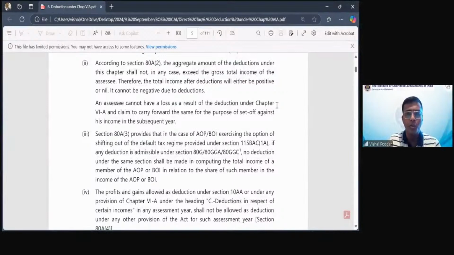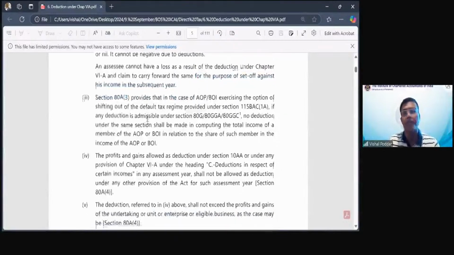Second point, subsection 2 says that deductions will automatically be limited up to the amount of total income. In case your deductions are more, the excess deductions would lapse. That is to say, you will not be eligible to carry that excess deduction forward and claim it in the next year. That will not be allowed. Only losses can be carried forward, deductions cannot be carried forward.